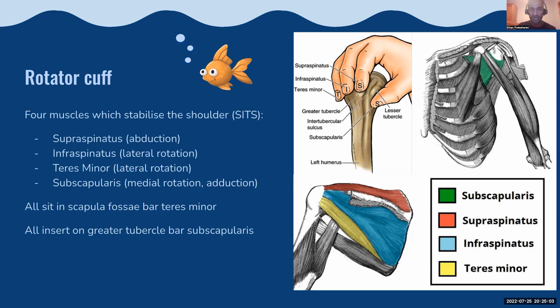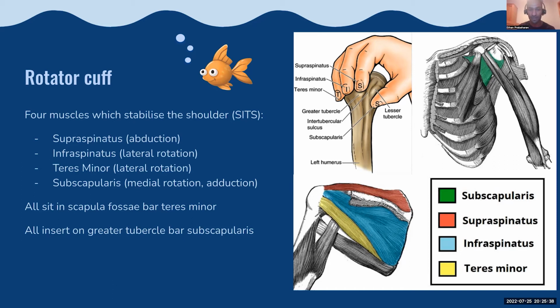It's worthwhile considering their actual insertion can be memorized pretty easily by the SITS mnemonic. And so we have sit on the greater tubercle with supraspinatus, infraspinatus, and teres minor, which are all your posterior muscles, whereas your anterior muscle, subscapularis, inserts on the lesser tubercle. Okay, and the roles match their position, right? So you can think about supraspinatus, that's the most superior muscle. That's going to have a role in bringing the shoulder up in abduction.